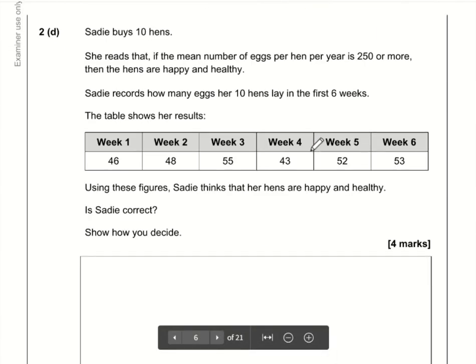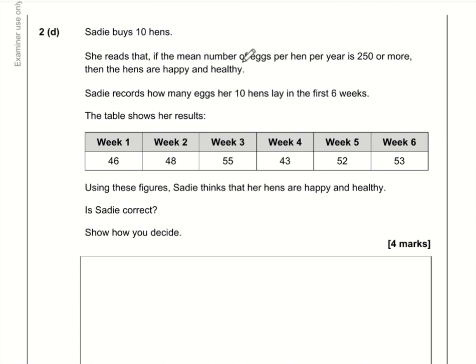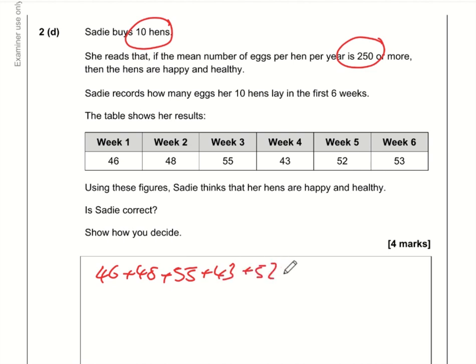Okay, so for part D, we know that Sadie has 10 hens, and we know that if the mean per hen is more than 250, then the hens are happy and healthy. So what I'm going to do is work out the mean for week 1 to 6. So that's going to be 46 plus 48 plus 55 plus 43 plus 52 plus 53, and that's going to be divided by 6. And that comes to 49.5, and that is eggs per week.